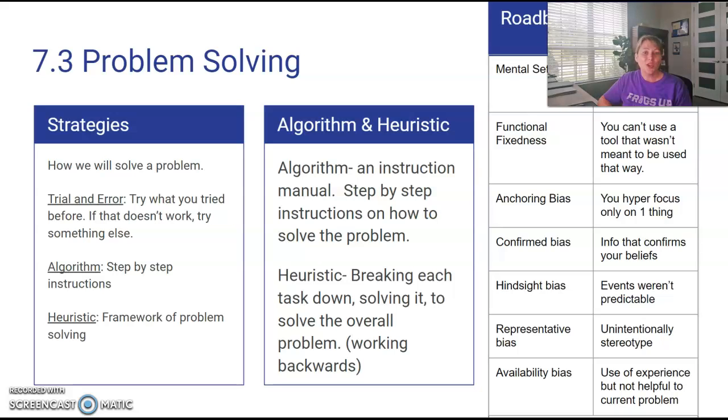Algorithm and heuristic. I'm sorry. Algorithm is an instruction manual. My husband is very big into, like, when he gets a new car, he reads the owner's manual, so he knows how to fix any problem that will arise. Whereas his best friend is the opposite, or he does the other one. He breaks down each task to solve it, or he'll work backwards. And I'm more trial and error.